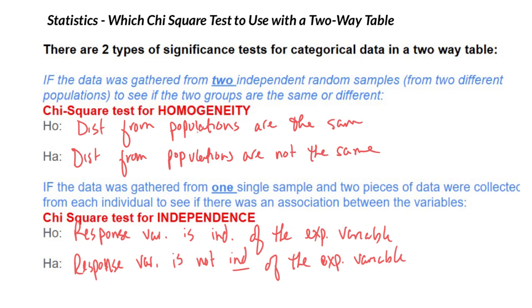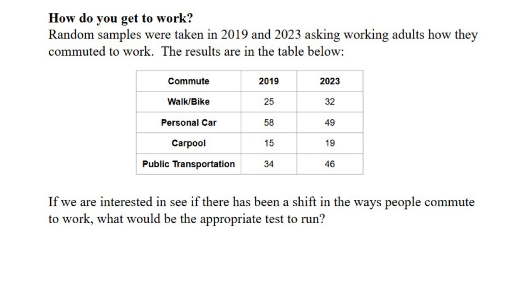You know, instead of, if you rejected, you'd say, okay, I have evidence that the populations aren't the same, or, I have evidence that the response variable isn't independent of the explanatory. Your final conclusion will be different because your null and alternative are different. But the in-between parts, the running of the test, is the same. And let's look at an example. Random samples were taken in 2019 and 2023 asking working adults how they commuted to work. The results are in the table below. If we're interested to see if there's been a shift in the way people commute to work, what would be the appropriate test to run?